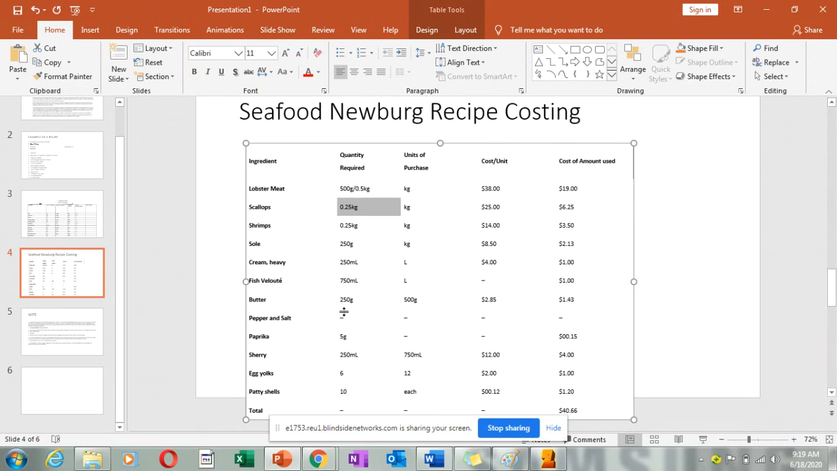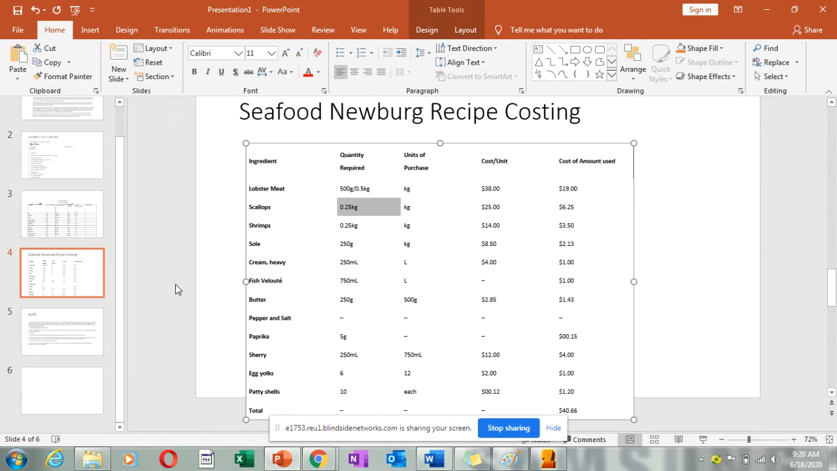Then I was talking about fish velot. You can see that the cost per unit has nothing, because we are using something we call fish stock to make fish velot. Fish stock, or stock, is a flavored liquid that is extracted from meaty bones and vegetables and used to cook starches and stews and sauces and soups to make them tastier.